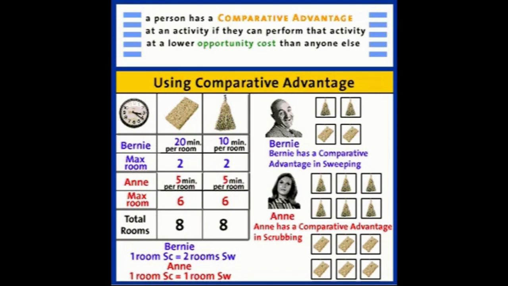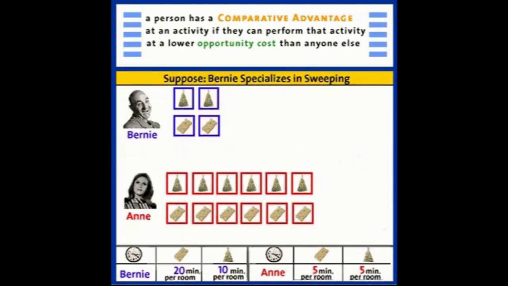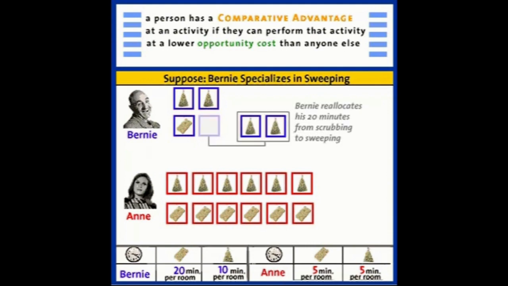Well, first thing that happens is Bernie reallocates 20 minutes of time away from scrubbing and instead winds up sweeping 2 additional rooms. So with his newly allocated time, Bernie adds 2 rooms worth of sweeping and loses 1 room worth of scrubbing. Well, now he's sweeping 4 rooms and scrubbing 1. So he needs a little bit of help here from Anne in order to make sure that he's getting a full house cleaned. What he does then is he offers to trade with Anne 2 rooms worth of sweeping, those newly created 2 rooms, and see if Anne will give him some scrubbing in exchange.